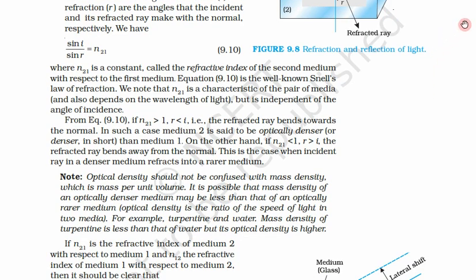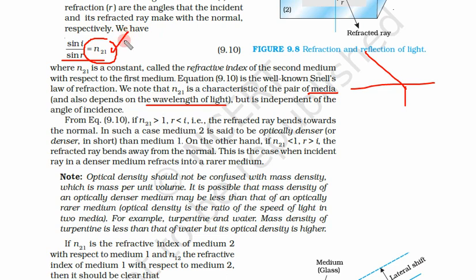So what is the meaning? This equation is called Snell's law. We note that n21 is a characteristic of the pair of media. So what is this n21? This is the characteristic property of two media, the outer medium and the medium in which light is entering, and it also depends on the wavelength of light. So this is very important.